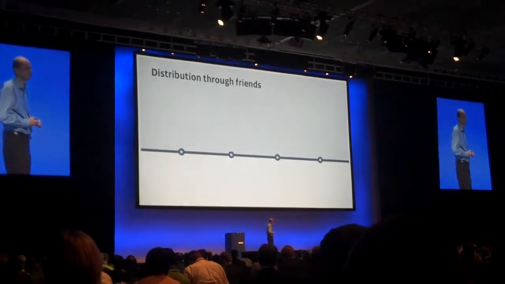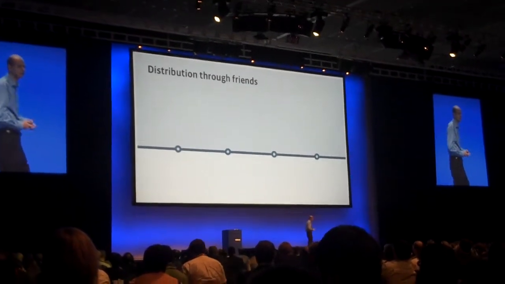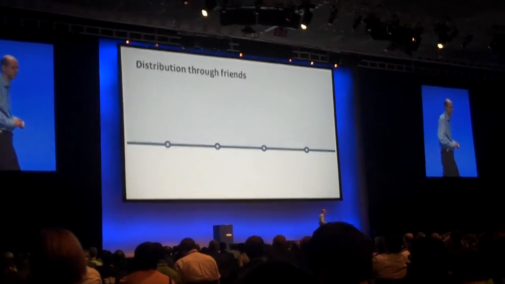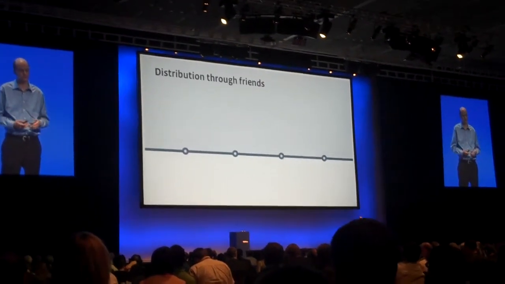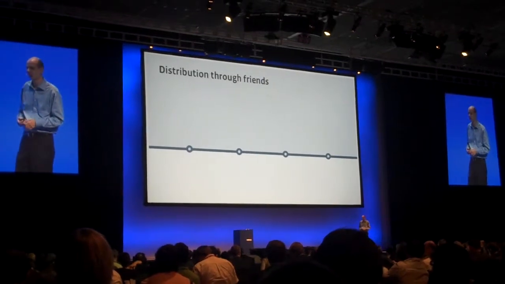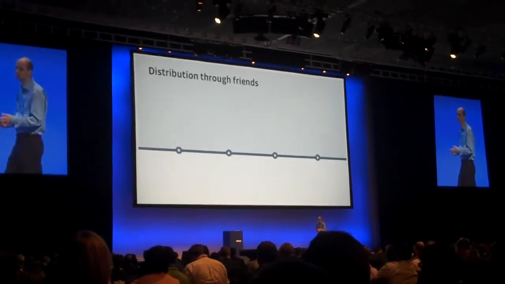This last point is actually really, really important. Distribution is the most important thing for developers. And this is where Facebook can help you the most. Our vision is to provide you distribution through friends. And let me show you what I mean by that.